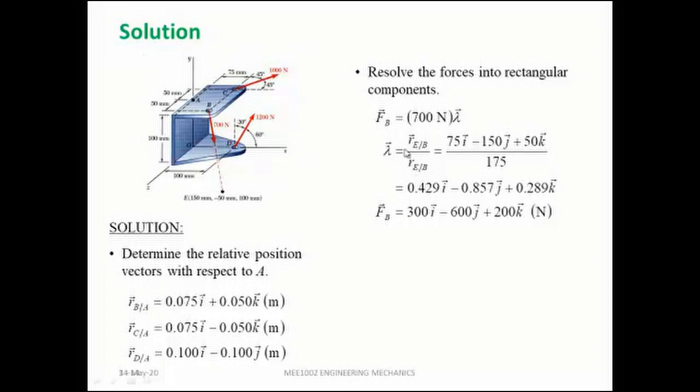So for the lambda vector, how do we find out? Under the square root, 75 square, 150 square plus 50 square, that leads to 175. So we find FB vector. So we know the component of this vector, and we have got the components of FB vector.